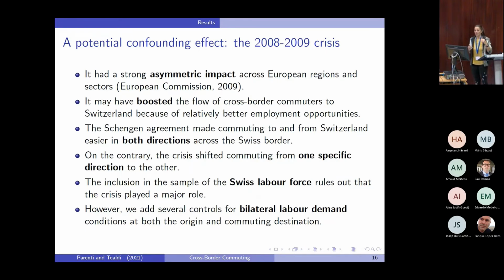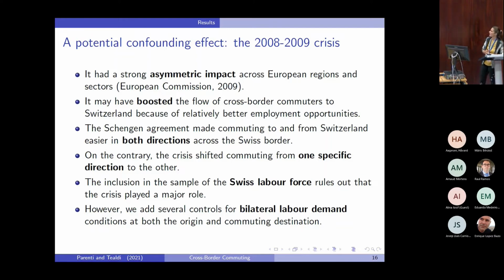Of course, we have a potential confounding effect, a huge potential confounding effect here, that is the 2008-2009 crisis. It's particularly relevant because it had a strong asymmetric impact across European regions and sectors. And of course, it was less severe in Switzerland. So this might have boosted the flow of cross-border commuters to Switzerland because of the relatively better employment conditions.